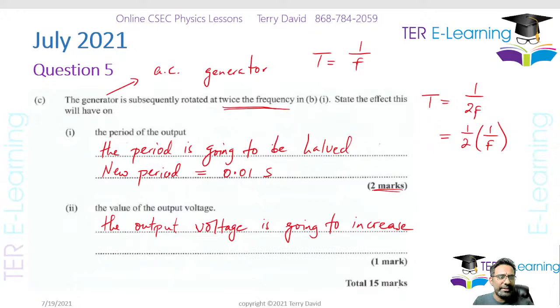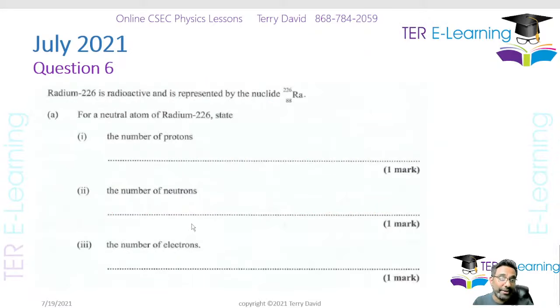I see some of you saying you leave the voltage the same. Now remember how an AC generator works. A coil is cutting a magnetic field. Because it's cutting a magnetic field, it's getting an EMF induced in the conductor. The faster you move this conductor, the greater the magnitude of the EMF produced. So the output voltage is going to increase. So that's 15 marks again there, and we're on the last question already.